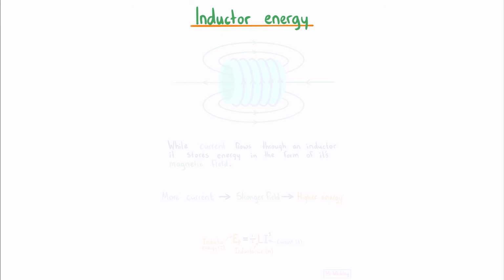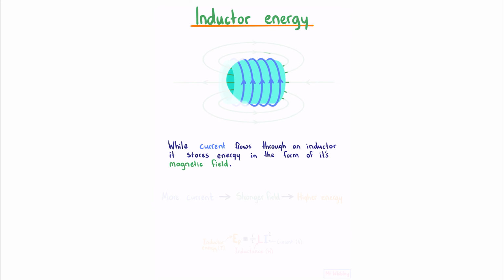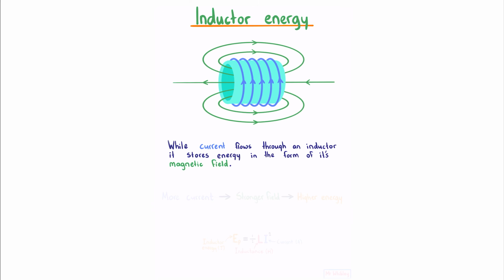Inductor energy. While current flows through an inductor, it stores energy in the form of its magnetic field. So if we have current flowing through our inductor, it's going to establish a magnetic field within which we have energy stored. More current means a stronger field, which means a higher amount of energy. And so the equation for the energy stored in our inductor is half the inductance times the current squared.